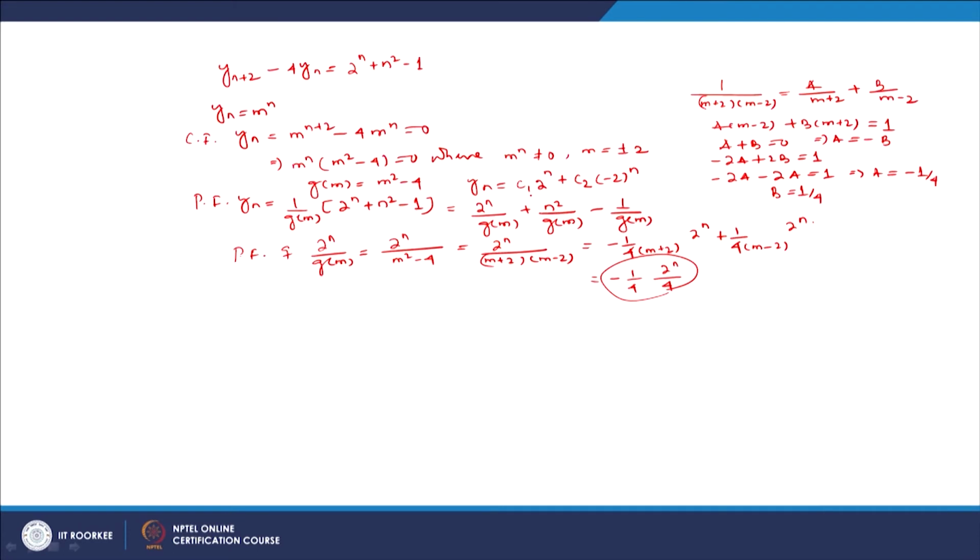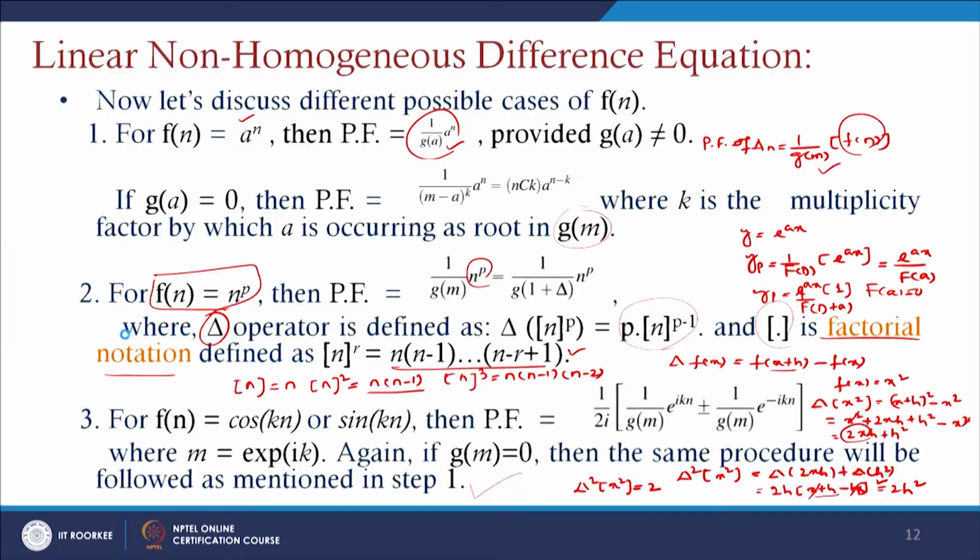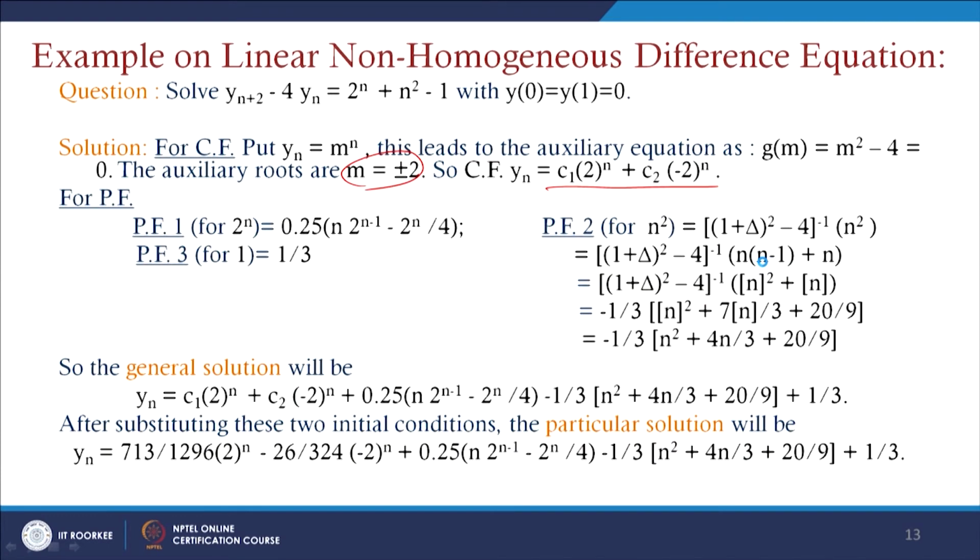So we can write this as plus n c 1, and then second is a, 2 to the power n minus 1, into 1 by 4, whatever is present there. Finally, this particular function for 2 to the power n by g of m can be written as 0.25 into n 2 to the power n minus 1 minus 2 to the power n by 4. So that we have derived.